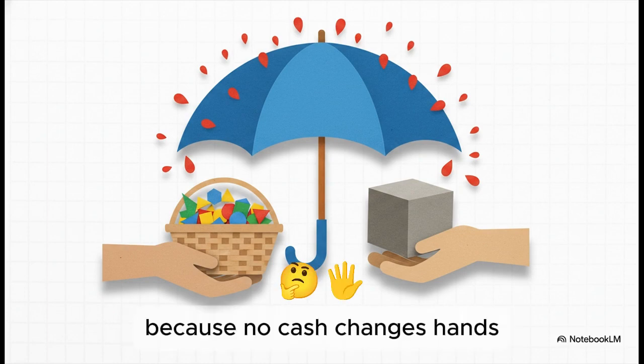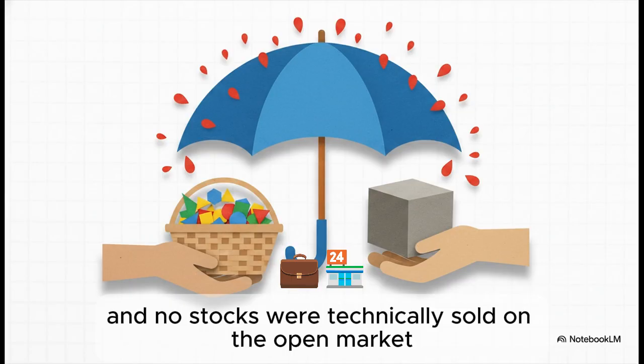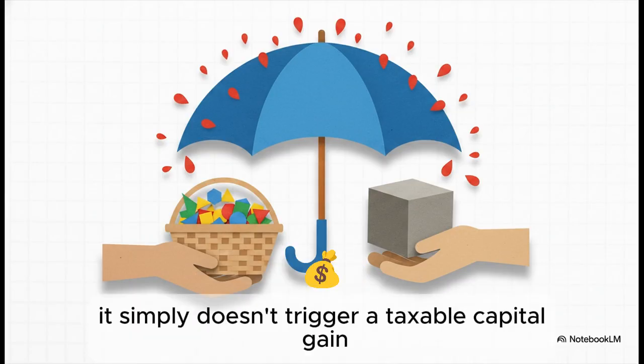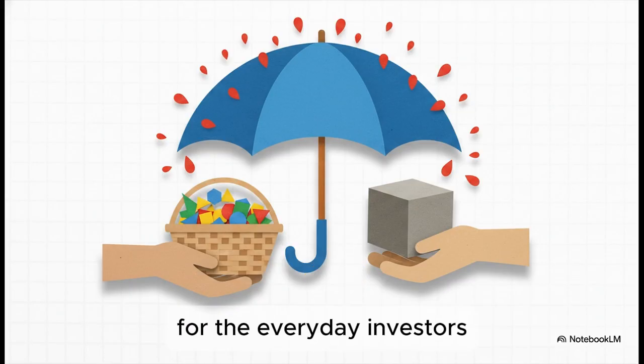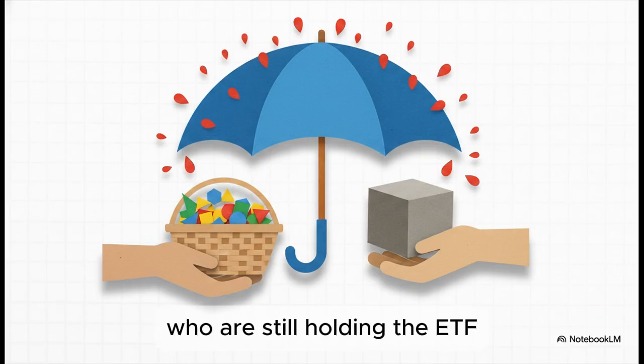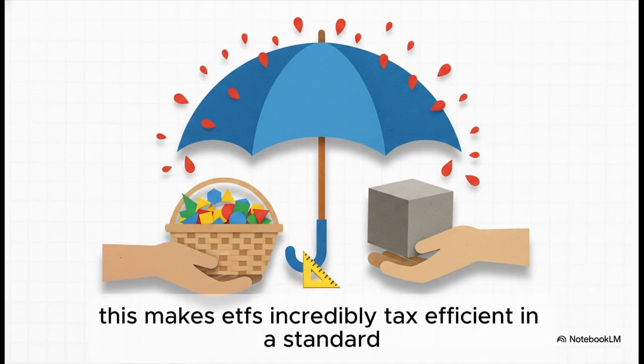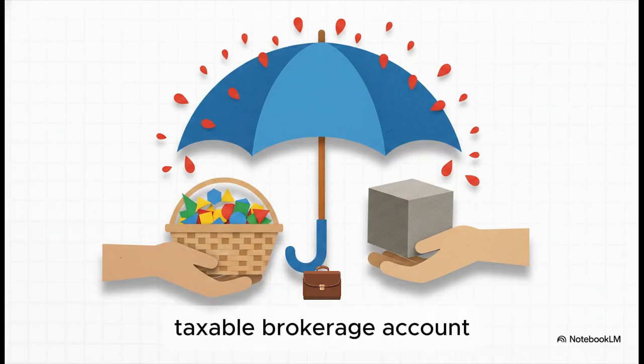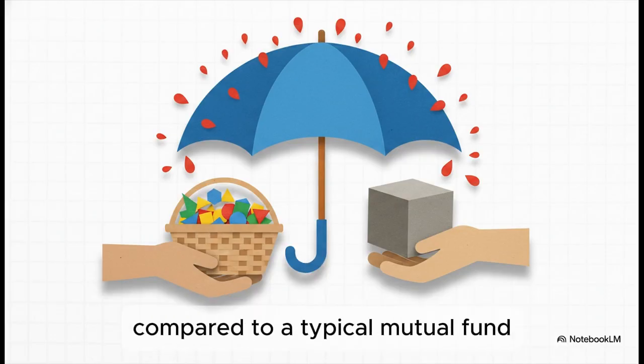Because no cash changes hands and no stocks were technically sold on the open market by the fund manager, it simply doesn't trigger a taxable capital gain for the everyday investors who are still holding the ETF. This makes ETFs incredibly tax efficient in a standard taxable brokerage account compared to a typical mutual fund.